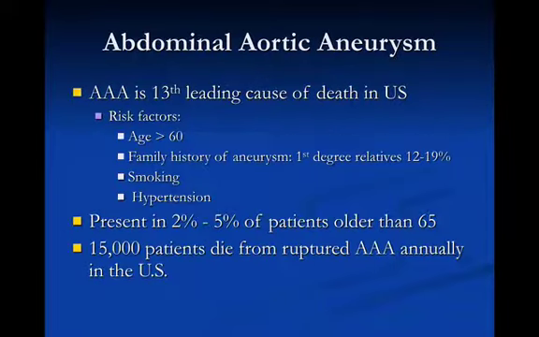Abdominal aortic aneurysm is still the 13th leading cause of death in the United States. Risk factors include age greater than 60 years old, family history of aneurysm with a first-degree relative having a 12 to 19% incidence. Smoking and hypertension also increase the risk. Aneurysms are present in 2 to 5% of patients older than 65 years old, and 15,000 patients die from a ruptured abdominal aortic aneurysm annually in the US still.